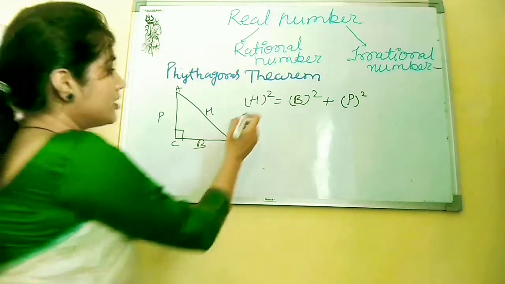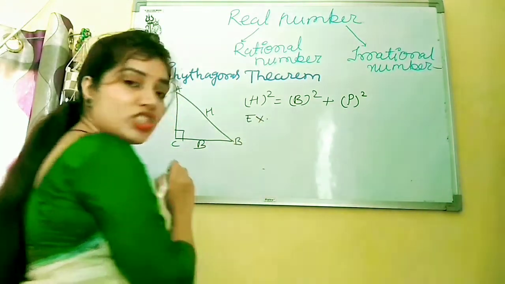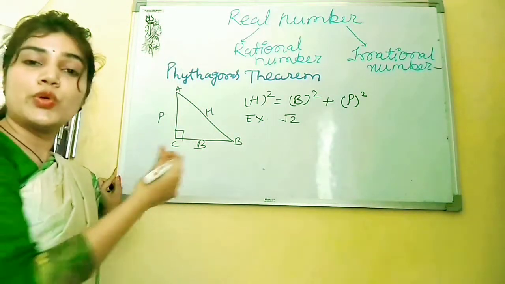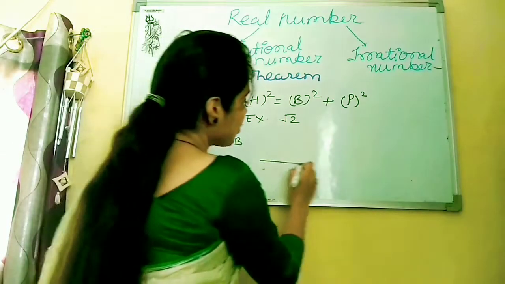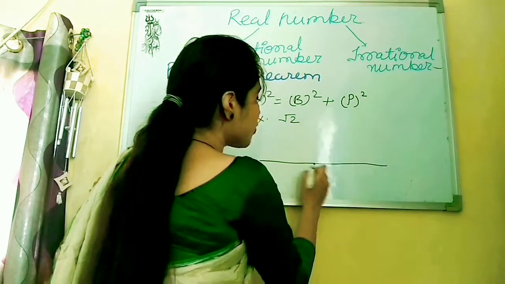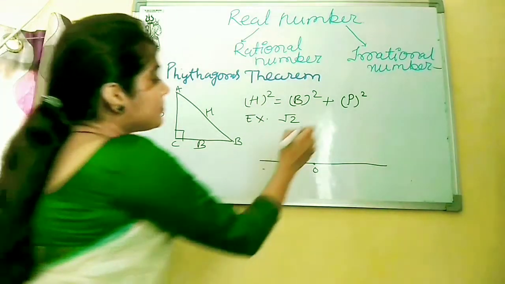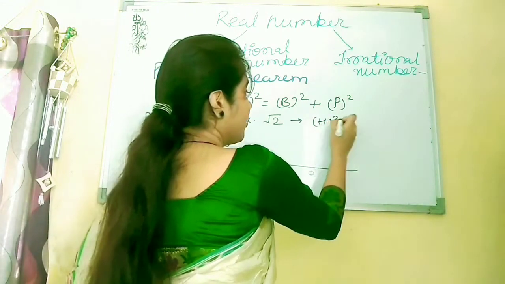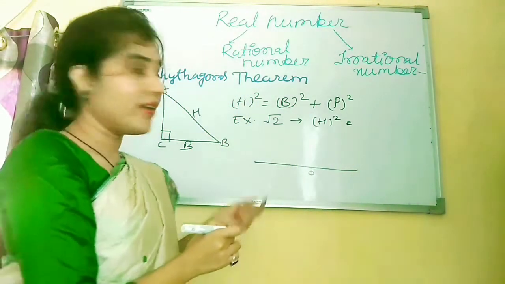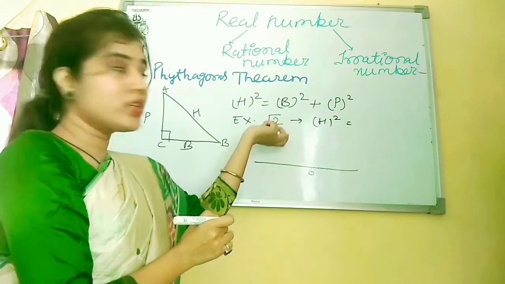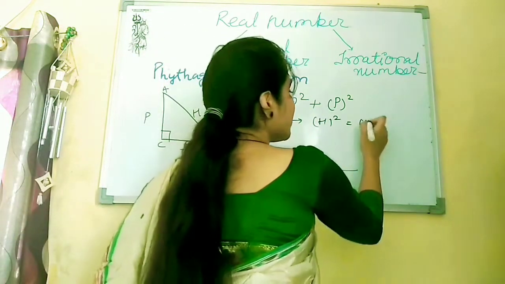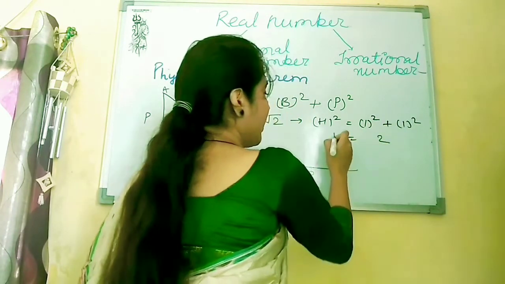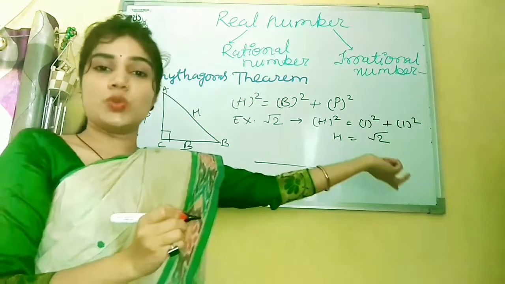Now just see one example of an irrational number. Root 2 is an irrational number. So how do we draw root 2 on the number line? We just draw a number line and mark the origin 0. Now, hypotenuse square equals base square plus perpendicular square. If we break it into this form, this will be 1 square plus 1 square, which means 2. So h equals root 2.